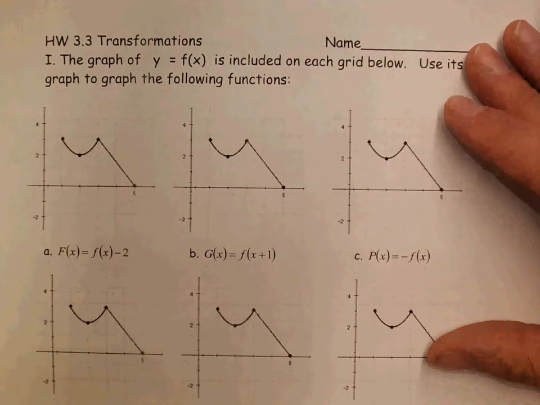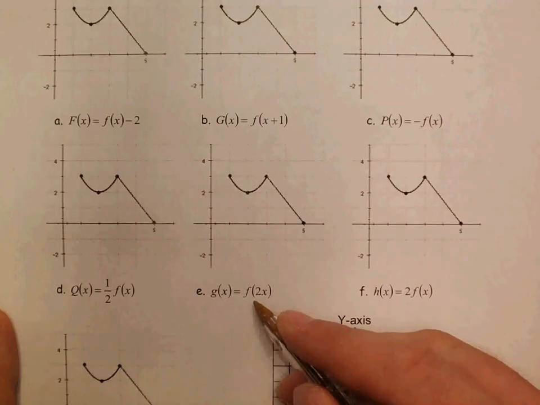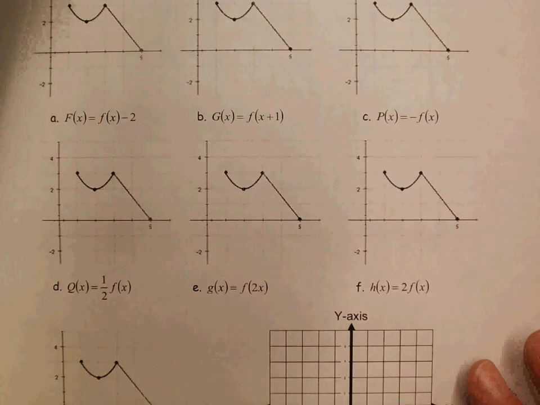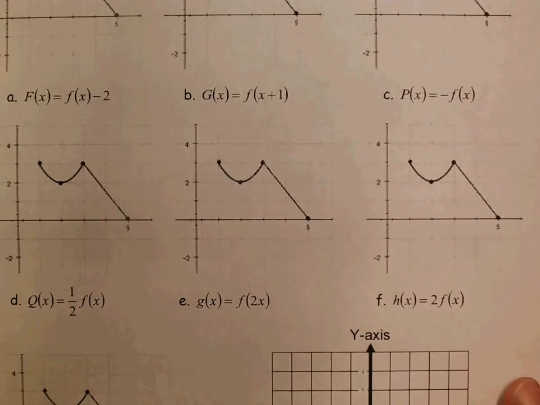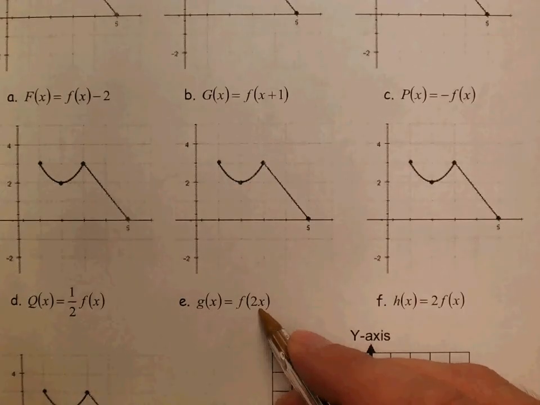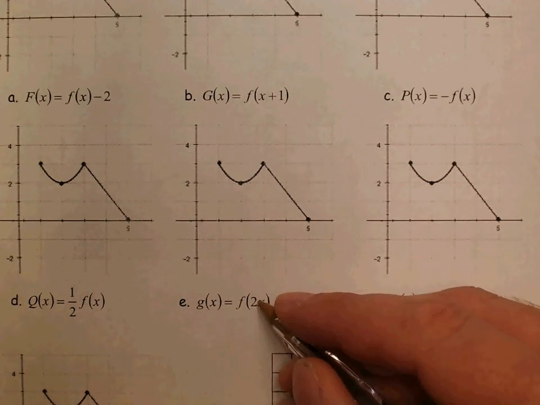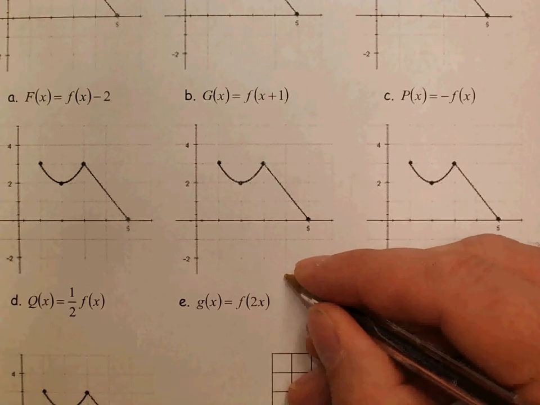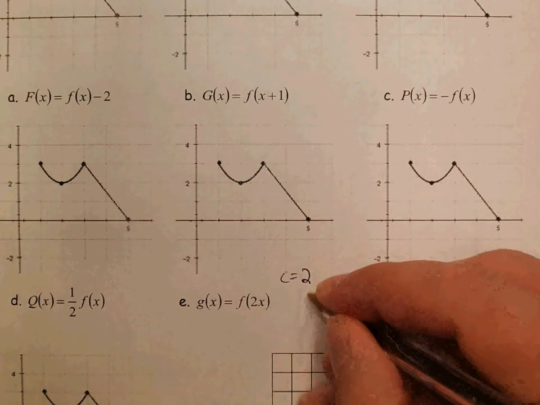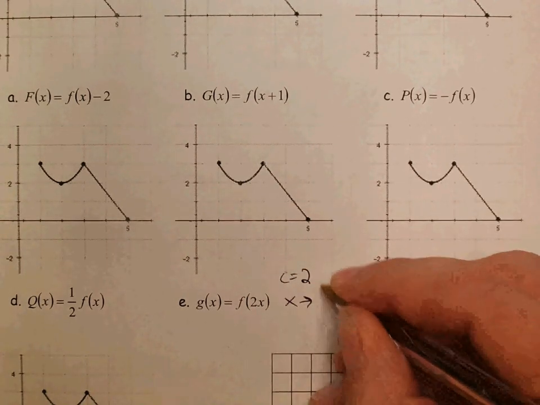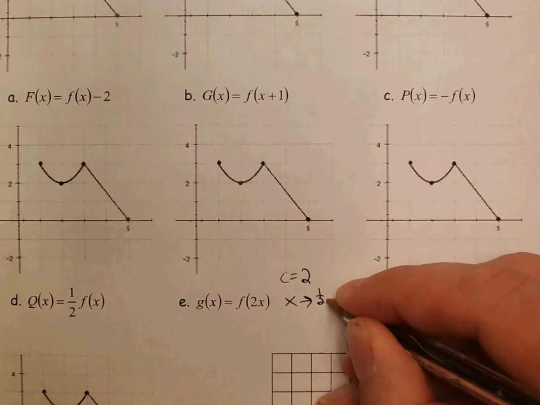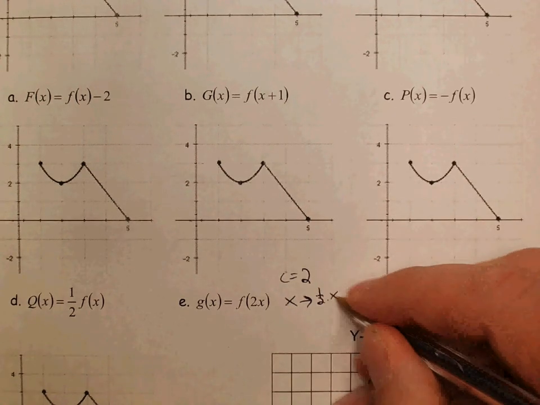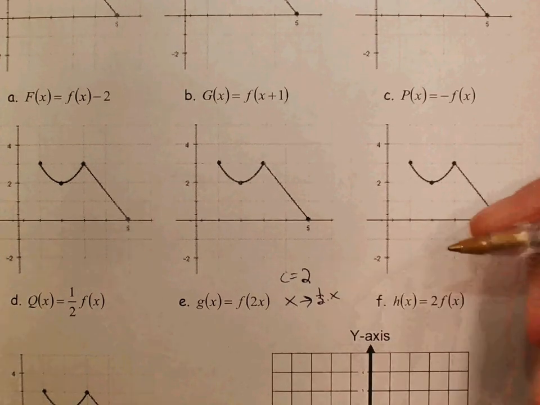The first I'm going to look at is f of 2x. So f of 2x has a horizontal compression by a factor of 2. What that means is every single x value is going to get compressed by a factor of 2. The way I like to think about it is that since c equals 2, the x values get divided by 2. They get divided by what they used to be.